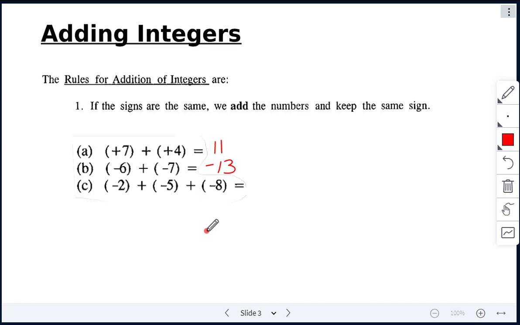In the next question, we have 3 integers, and they are all being added. You just have to do this in steps. It's usually good to do it in steps here. Negative 2 plus negative 5 gives me negative 7. Then we're going to add the negative 8, and that gives me my answer of negative 15.